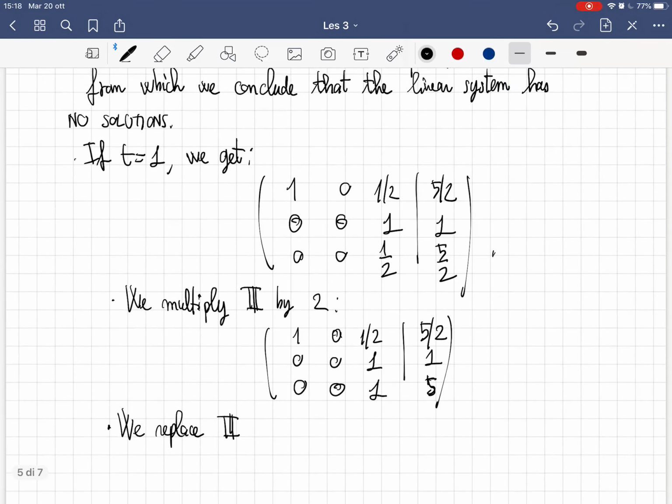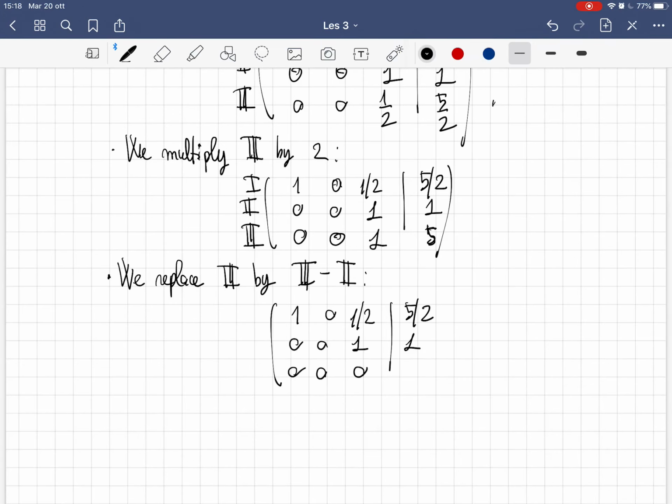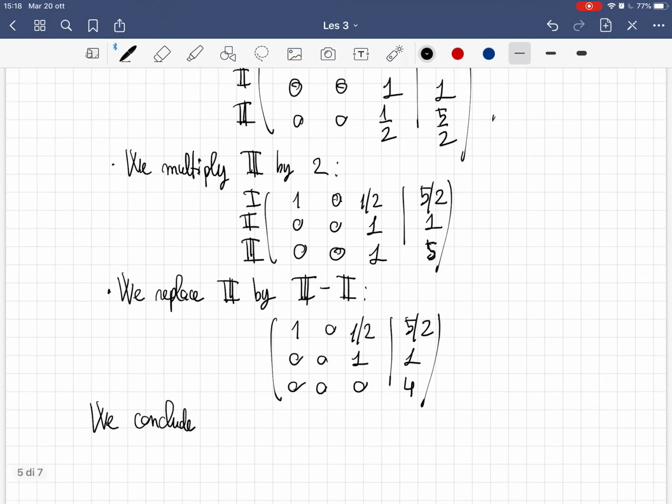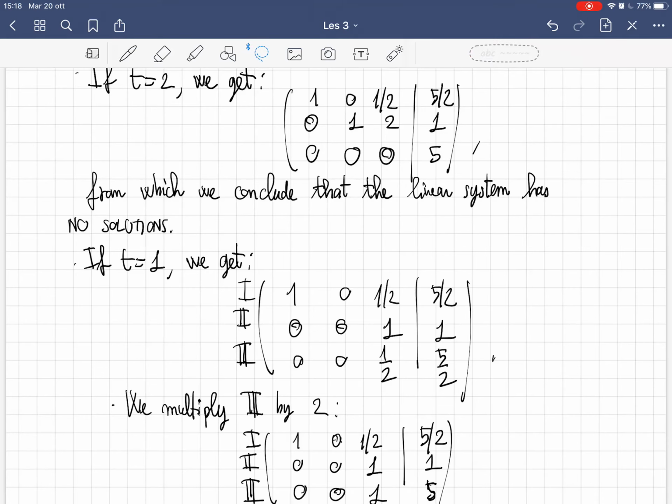We replace the third, so again, let's be clear, by third minus the second. Is this the second? Bad handwriting, sorry. Okay. And here 1, 0, 0, 0, 4. Okay, we conclude, well, let's be even clearer here. It's a little bit redundant, but as I said, being redundant is not bad.